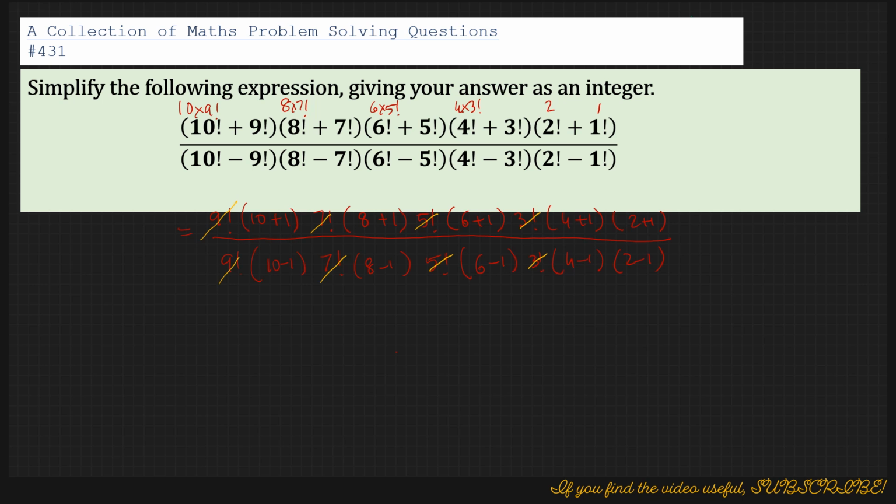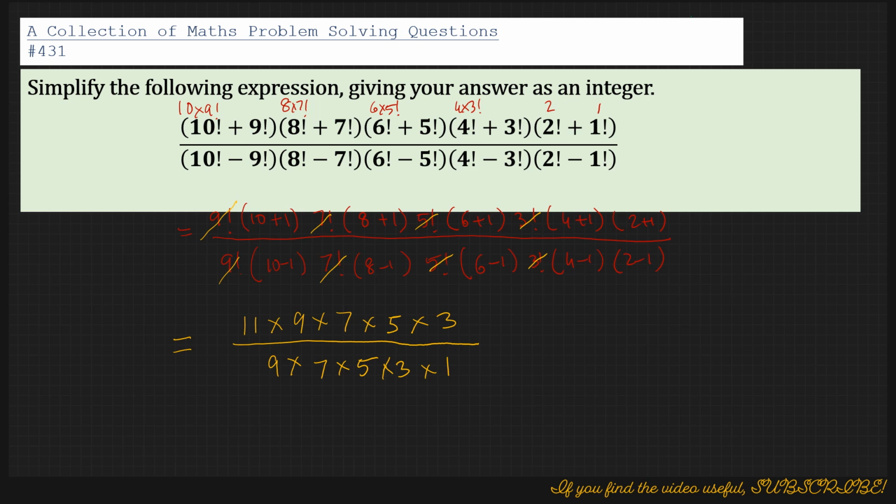2 minus 1 is 1. The 4 and 3 here in the denominator, we will come to that. So then we can write this as 10 plus 1, 11, multiplied by 9, multiplied by 7, 6 plus 1, multiplied by 4 plus 1 is 5, multiplied by 3, and this whole thing is divided by 10 minus 1 is 9, multiplied by 8 minus 1, 7, multiplied by 6 minus 1, 5, multiplied by 3, multiplied by 1.